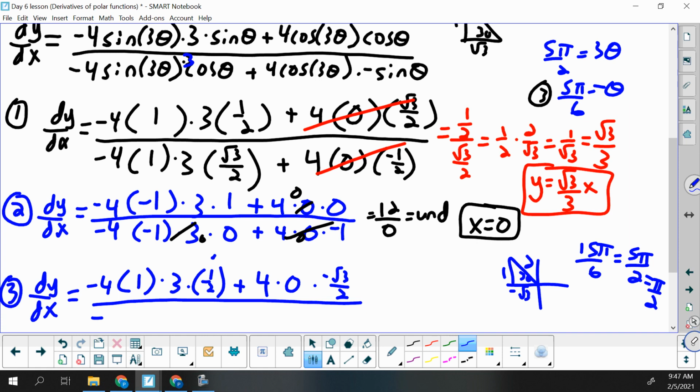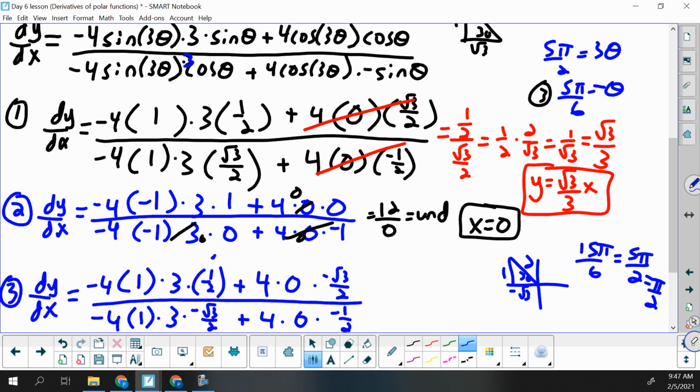Over negative 4. We still have that same sine value. We still have the 3. But now we have cos of 5 pi over 6, which is negative radical 3 over 2. Plus 4 times cos of what can be thought of as the same as being pi over 2. So that's just a 0. And then times negative sine of 5 pi over 6. So we would get negative 1/2. The last two parts are just 0.